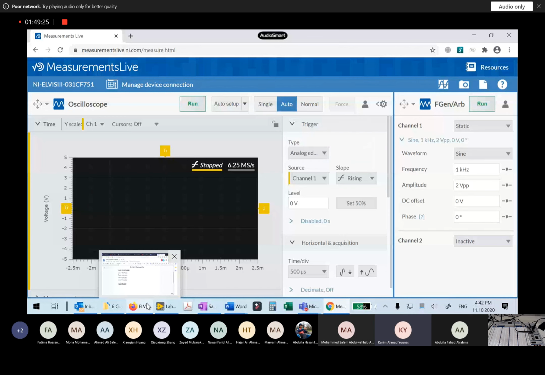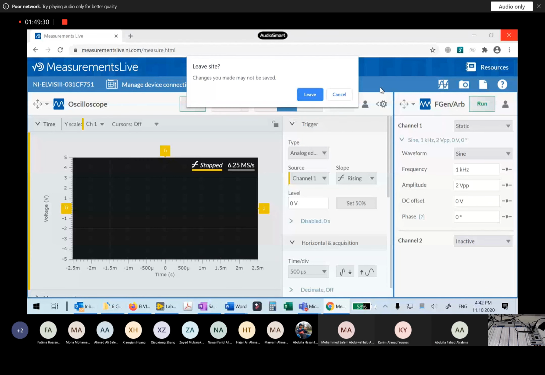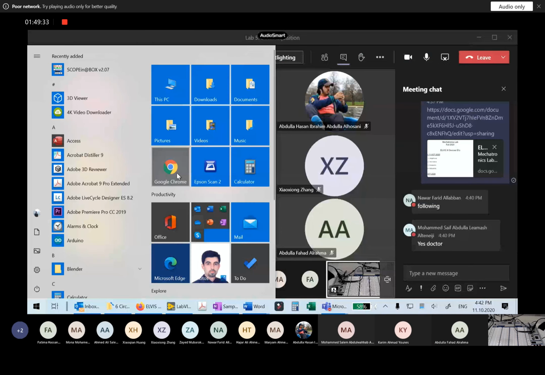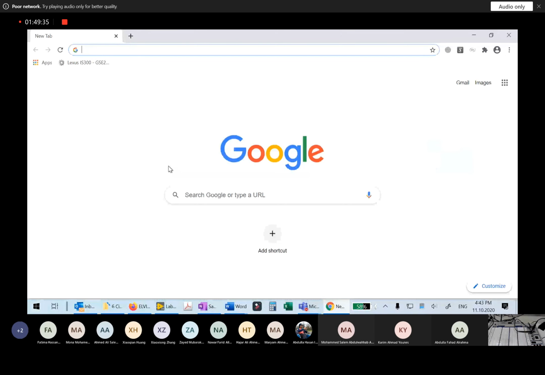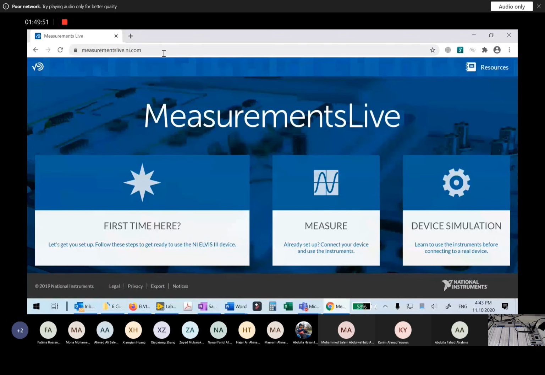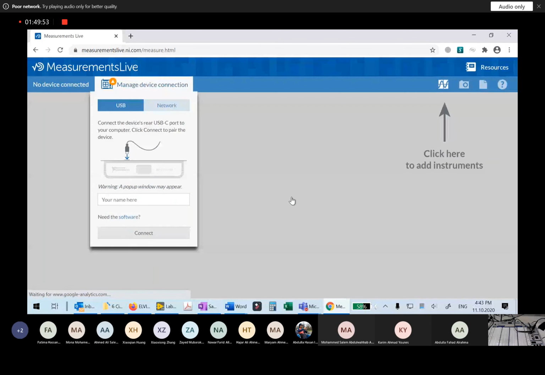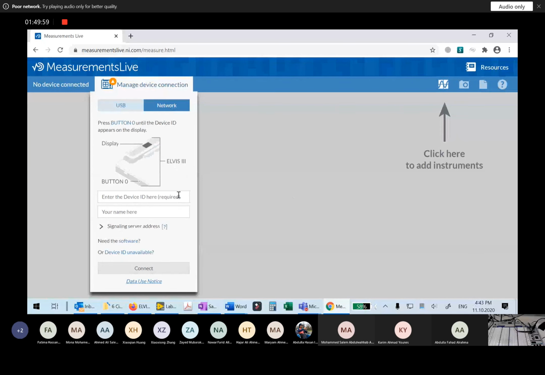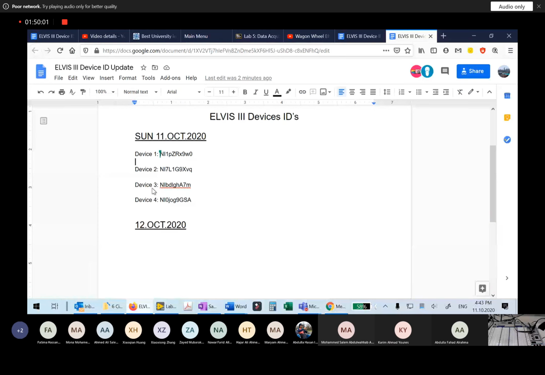Mr. Ali, can you show us the steps again on how we can access? Okay, from scratch. I'll open Google Chrome. Okay, I will go to this web page. I will go to measure, and the network. Now I'll paste one ID of these.